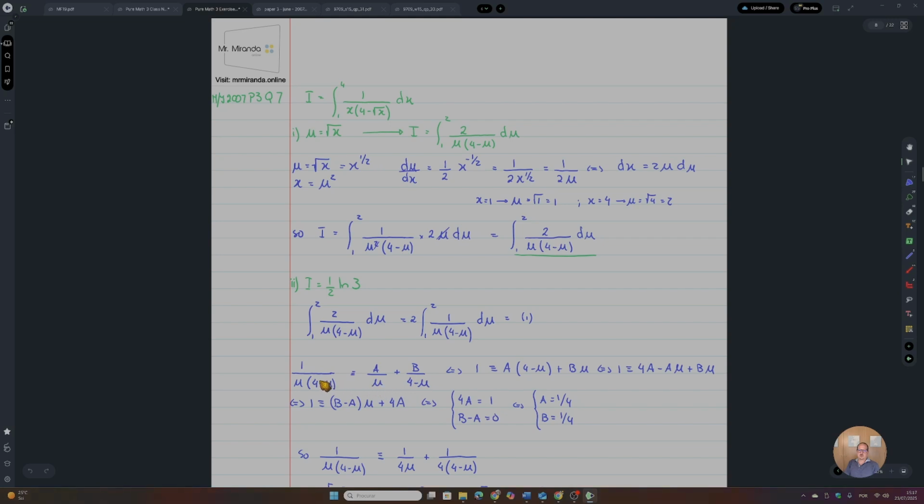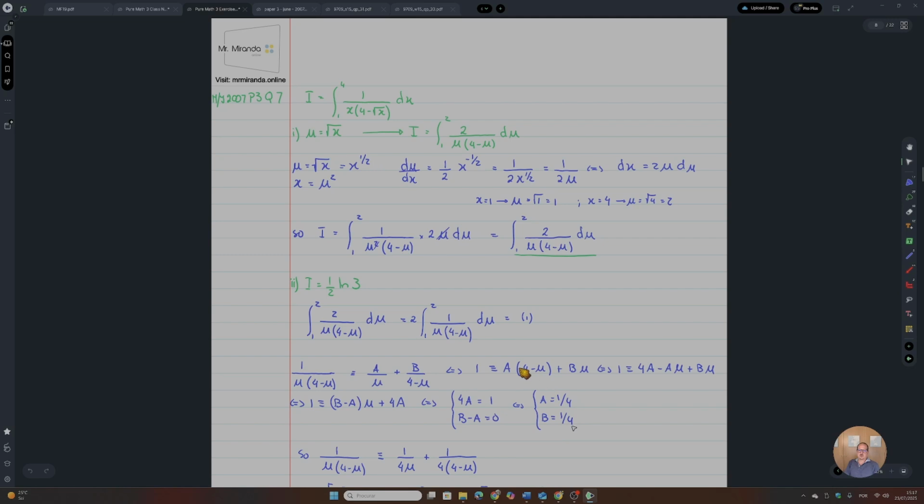So multiply the whole thing by this denominator. This will be just 1. This will eliminate the u's, so a is going to be multiplied by just 4 minus u. It will eliminate the 4 minus u for b, so it's just b times u. Just expand now, combine like terms, and then compare. There is no term with u on the left-hand side, so b minus a is 0. And the coefficient of a is going to be equal to 1. So a equals 1/4, substitute it over there, and b equals 1/4 as well.